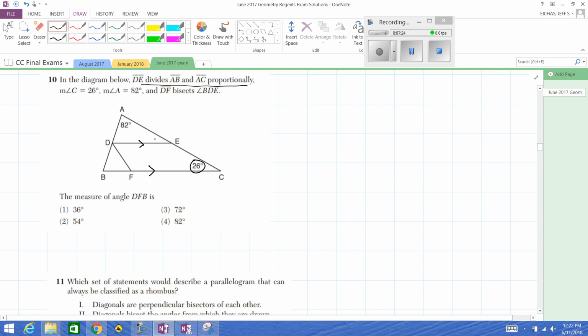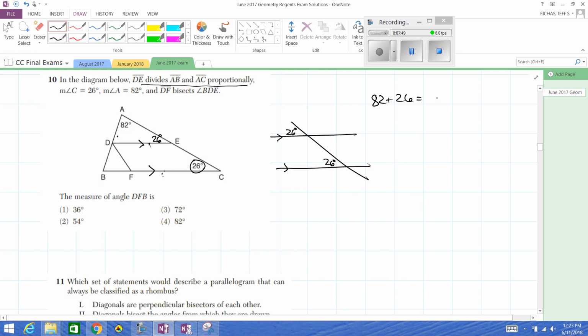Okay, I'm looking at right here. Since these lines are parallel, what we have here is corresponding angles, right? So when the lines are parallel, corresponding angles should be congruent. So this position here would give you 26. We could figure this one out right now. Okay, so let's see if that's useful.